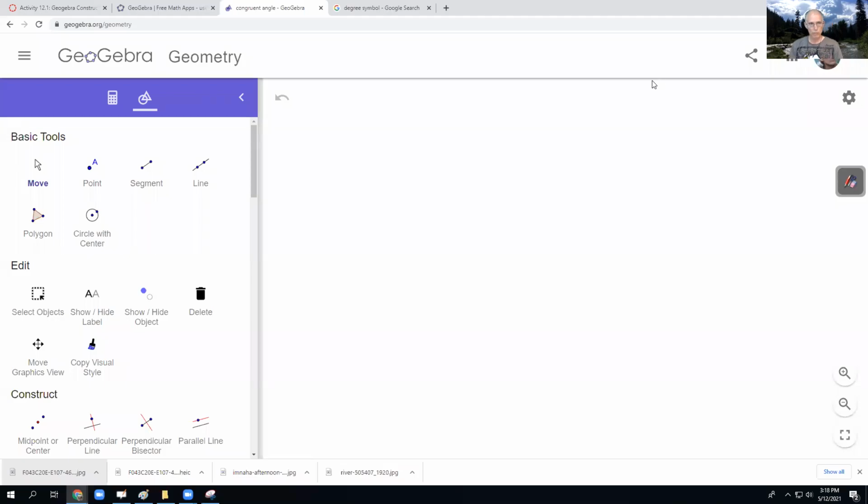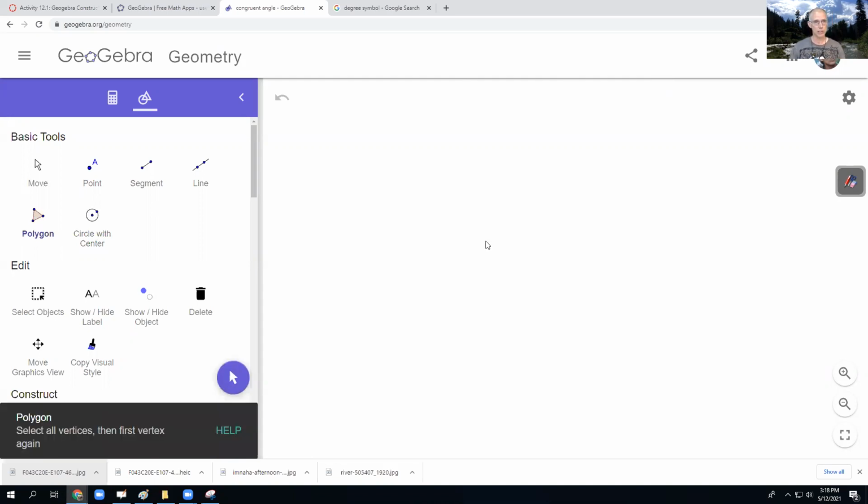What I want to reproduce here is a scalene triangle, and scalene just means three different lengths. So I'm just going to build a triangle with the polygon tool, and then I'm going to try and reproduce it using the side, side, side congruence and the technique of reproducing sides from our book.